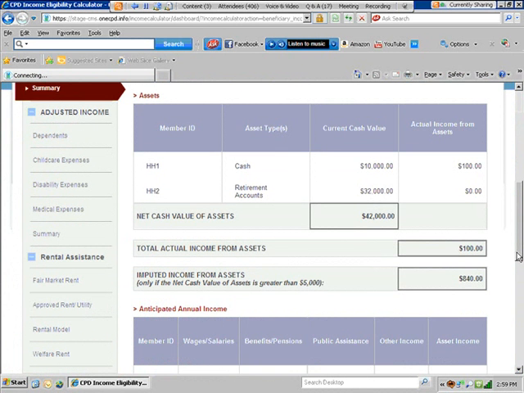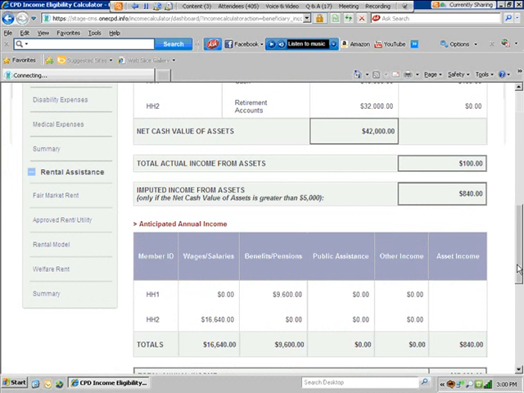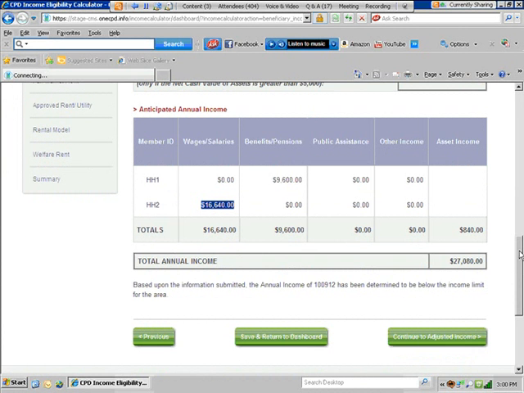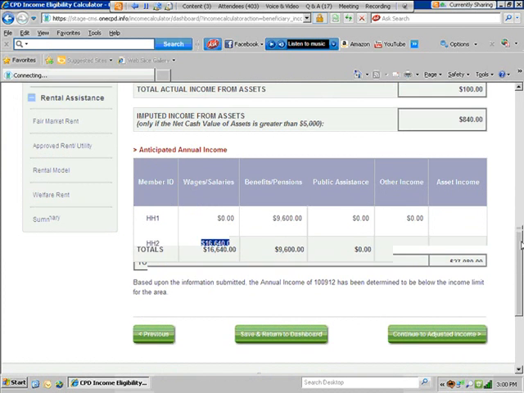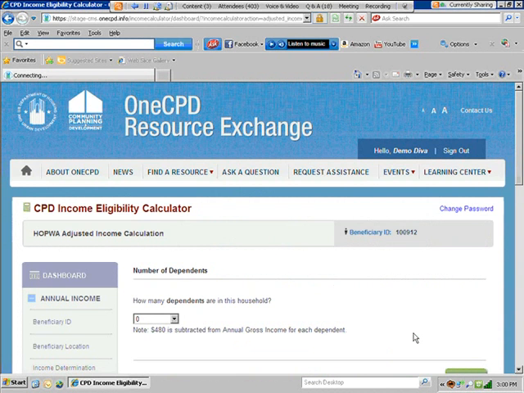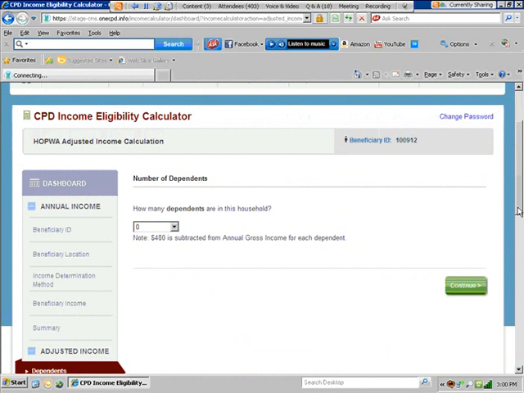So we have assets on top. For this particular household, they have cash in a savings account. They also have a retirement account. And then one of them is receiving Social Security. The other person is receiving income in terms of wages here. So they're well below the 80% limit at $27,080. They obviously need some rental assistance here, given what percentage of area median income they actually are. So we'll go ahead and continue to adjusted. Again, make sure that you listen to Tuesday's webinar to learn more about annual gross income. But we're going to go into adjusted.